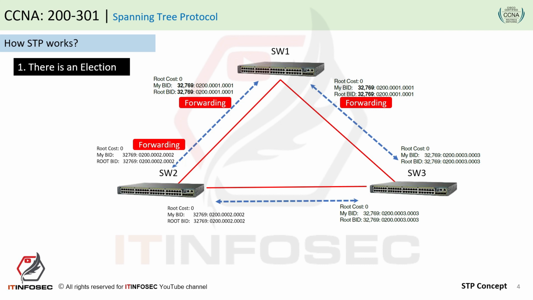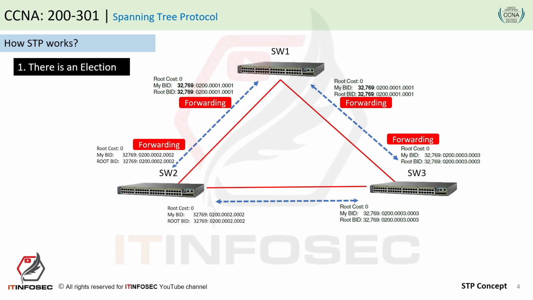In any non-root switch, the port through which that switch can access the root switch at a lower cost is known as the root port. For example, on SW2, this port is the root port, and on SW3, this port is the root port, and they will be placed in the forward state. On SW2, this port will be forward, and on SW3, this port will be forward.